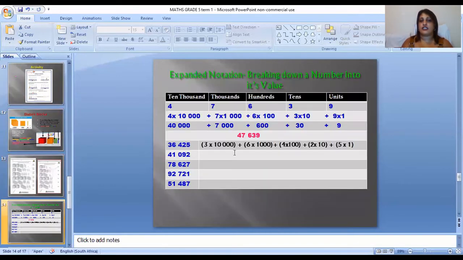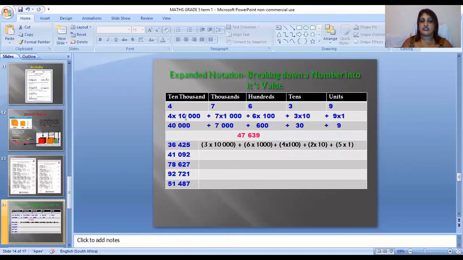Now, let's look at expanded notation. I told you earlier, I'm going to explain expanded notation, and that's breaking down a number into its specific values. Now, your number here is 47639, which is read as 47,639. So, the 9 is the units, 3 is tens, 6 is hundreds, 7 is thousand, and 4 is 10,000. So, if I'm breaking it down, I'm going to say 4 times 10,000, 7 times 1,000, 6 times 100, 3 times 10, and 9 times 1.